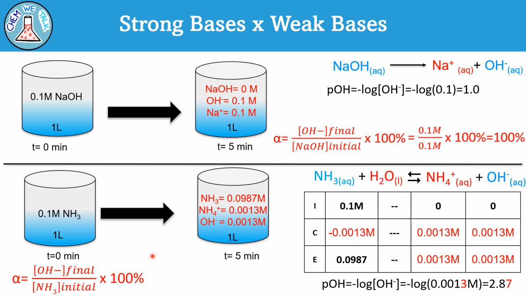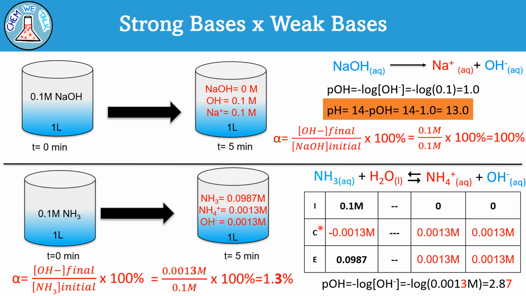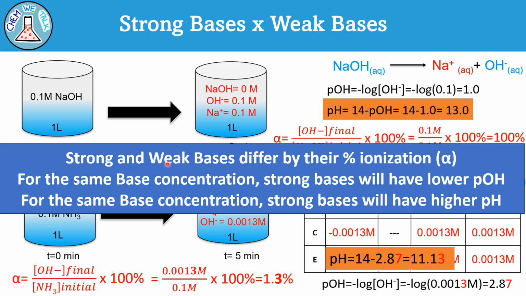In the case of ammonia, we saw that our initial concentration of ammonia was 0.1, but only 0.0013 molar were converted. And when we do this calculation here, we get that only 1.3% is converted. So for every 100 molecules of NH3, only 1.3 of those will produce OH minus. And if we were to calculate the pH, it would be simply 14 minus pOH, and we get a pH of 11.13 here for the weak base. All right, so strong and weak bases differ by their percent ionization. For the same base concentration, strong bases will have lower pOH, but they will have higher pH.